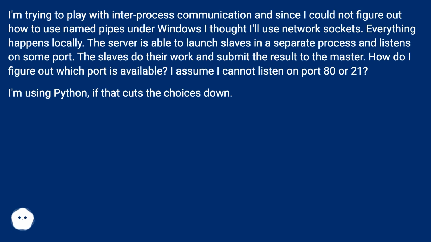Everything happens locally. The server is able to launch slaves in a separate process and listens on some port. The slaves do their work and submit the result to the master. How do I figure out which port is available? I assume I cannot listen on port 80 or 21. I'm using Python, if that cuts the choices down.